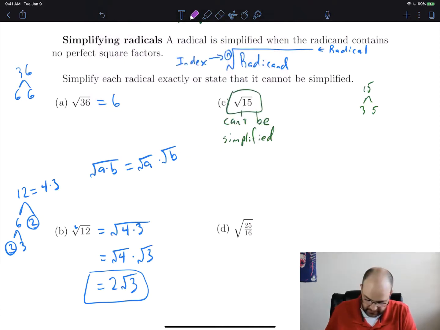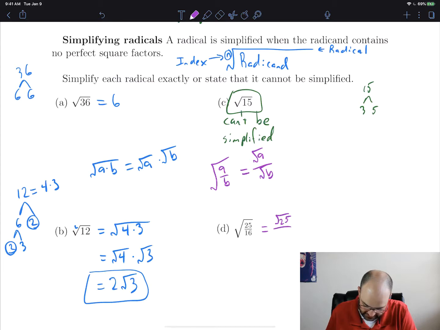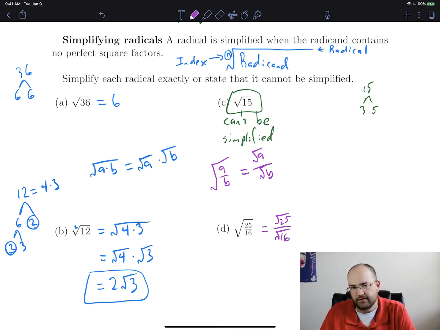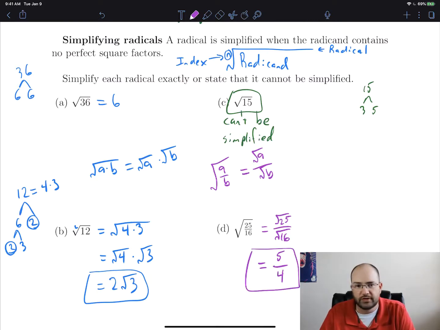And as for letter D, it's a little bit different because it's a fraction. So let's go ahead and get another rule here. The square root of a over b is the same thing as the square root of a over the square root of b. In other words, the radical of a fraction is the fraction of the radicals. So it's going to be the square root of the top divided by the square root of the bottom. And if you notice, 25 and 16 are both perfect squares already. So square root of 25 is 5, and the square root of 16 is 4. And there's your answer.